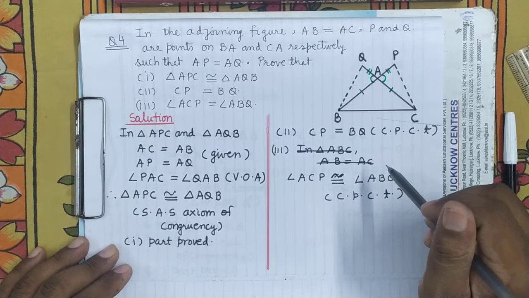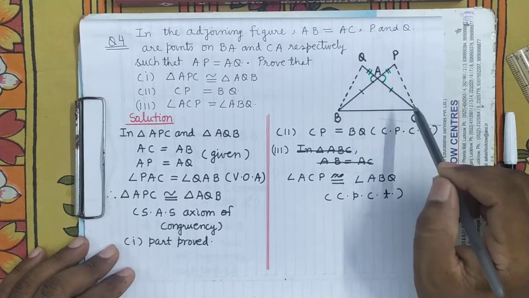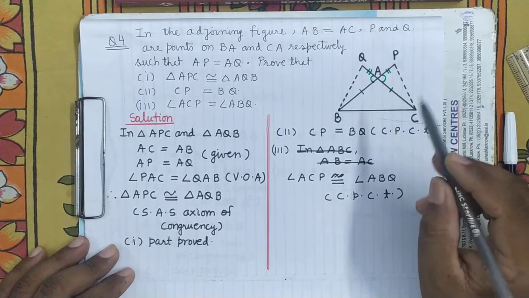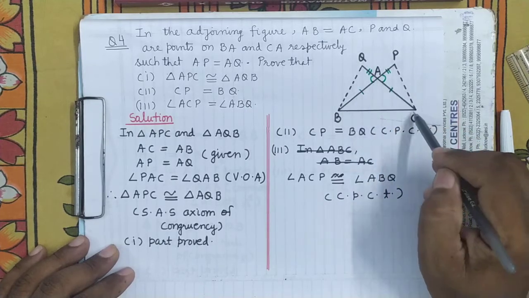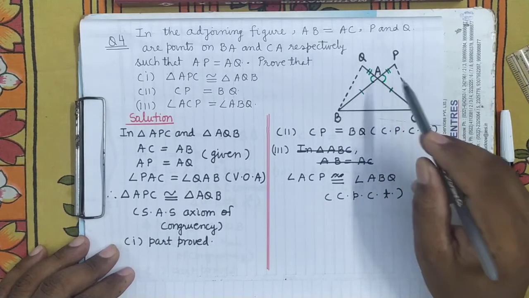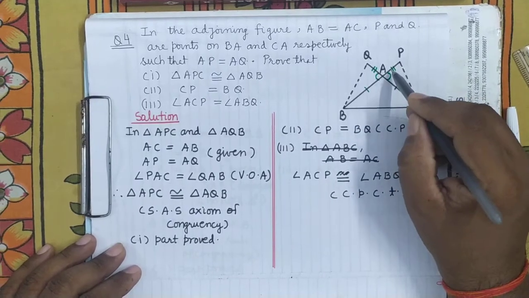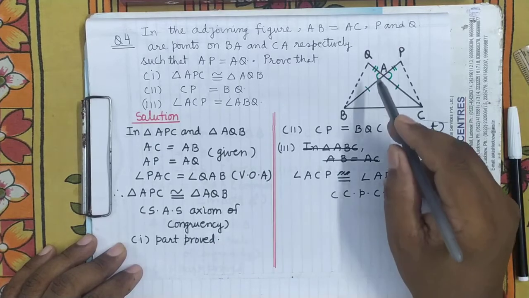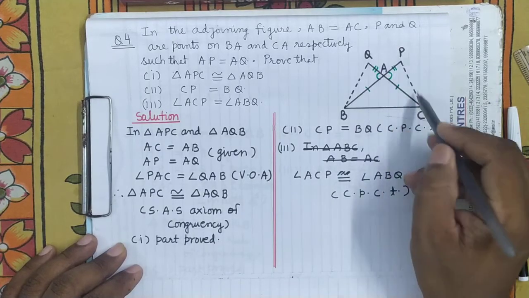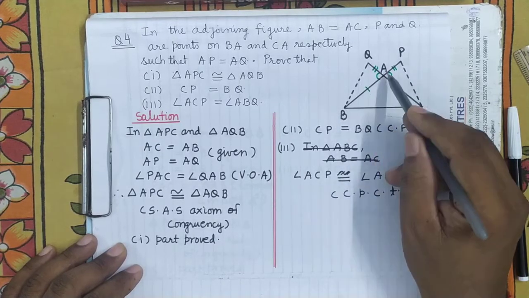It is marked. P and Q are the points on BA and CA. P is the point on BA and Q is the point on CA, such that AP equals AQ, means this equals this. You have to prove triangle APC congruent to triangle AQB.